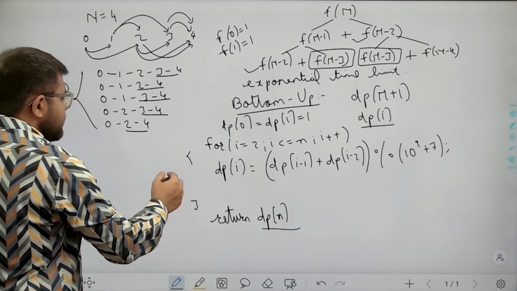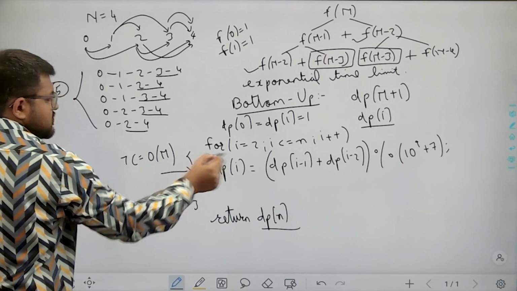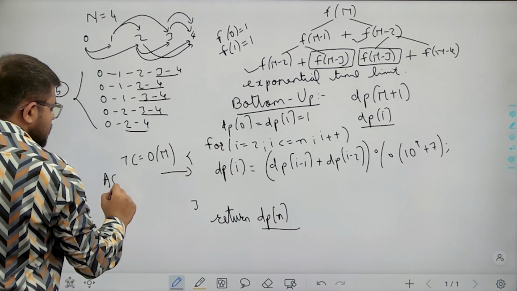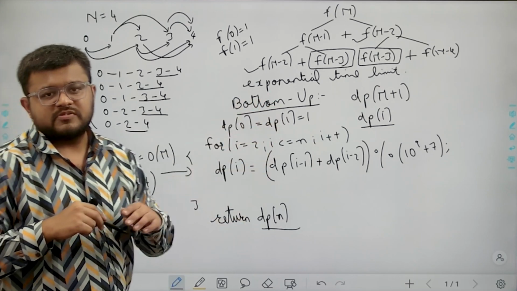What will be the time complexity of this? The time complexity of this will be big O of n, because there is only one for loop. What will be the auxiliary space? It will also be big O of n, because I am taking a dp table of size n.